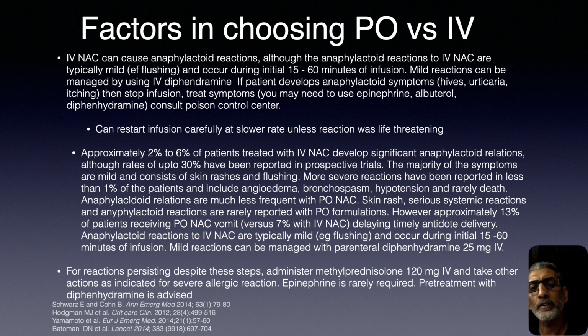Approximately 2 to 6% of the patients treated with IV acetadote develop significant anaphylactic reactions, although rates of up to 30% have been reported in a prospective trial. The majority of the symptoms are mild and consist of skin rashes and flushing. More severe reactions have been reported in less than 1% of patients and include angioedema, bronchospasm, hypotension, and rarely death. Anaphylactic reactions are much less frequent with the PO formulation. Skin rashes and serious systemic anaphylactic reactions are rarely reported with the PO formulation.